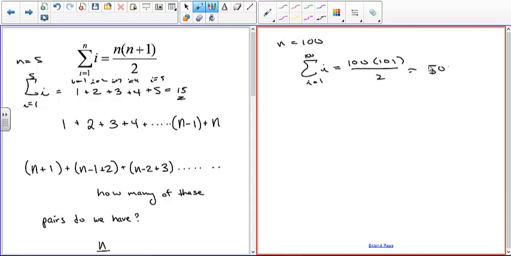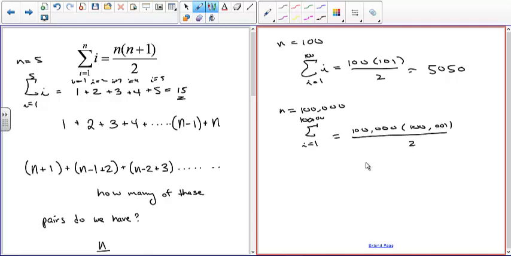It was a lot easier to do that calculation than it was to add 1 plus 2 plus 3 plus 4 plus 5 plus 6 plus 7 plus 8 plus, blah, blah, blah. If we wanted to do n is 100,000, if I add all the numbers from 1 to 100,000 together, I'll get 100,000 times 100,001 divided by 2, whatever that is. Okay. So that's the second formula.